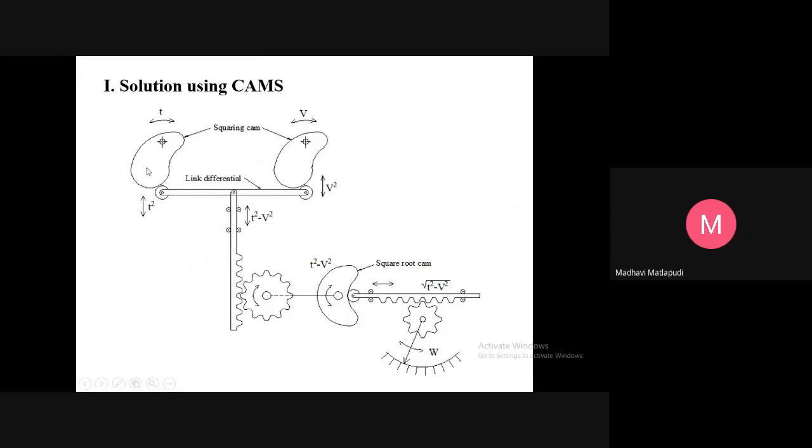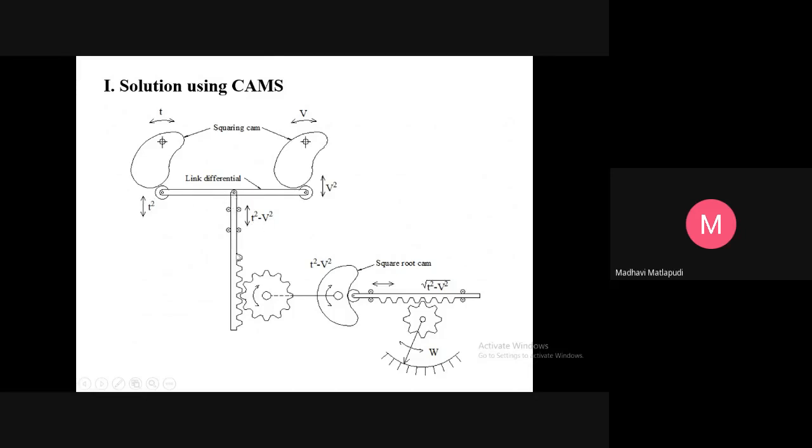The motion of one cam represents the T. The motion of another cam represents the V. So this cam will result in an output of T square when it completes its 360 degrees rotation. And the output of this cam will come in the form of V square. Now, when these two are simultaneously given to a follower-type link, they take the difference of these two, obviously. That is T square minus V square.